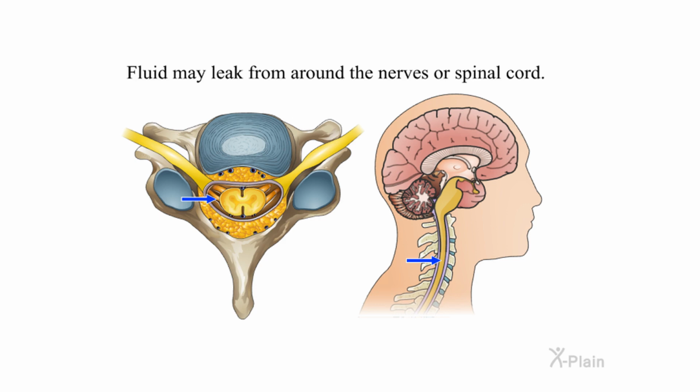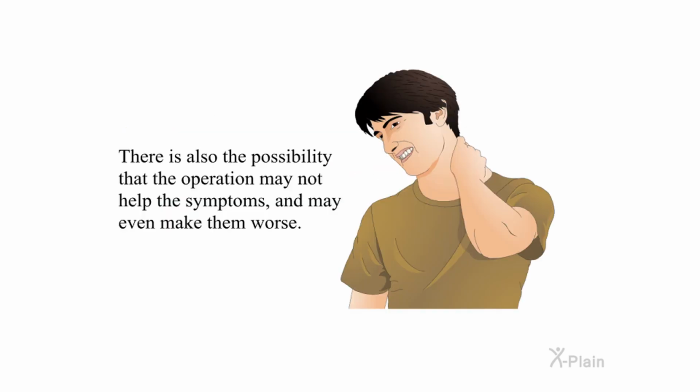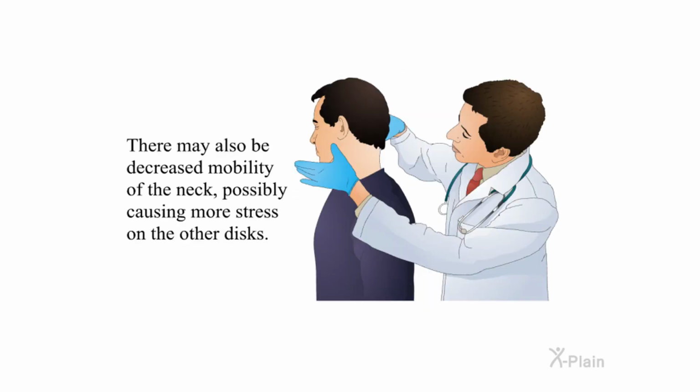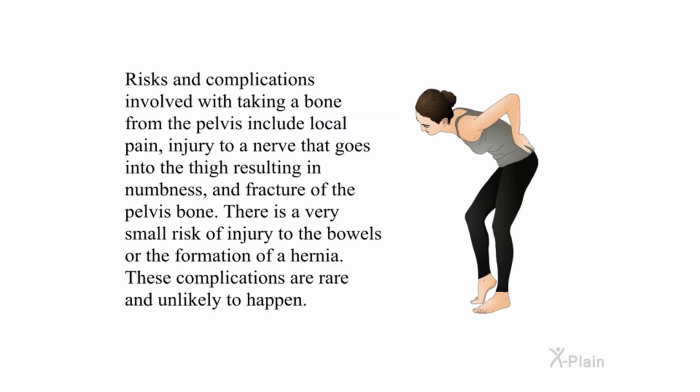Fluid may leak from around the nerves or spinal cord. There is also the possibility that the operation may not help the symptoms and may even make them worse. There may also be decreased mobility of the neck, possibly causing more stress on the other discs. Risks and complications involved with taking a bone from the pelvis include local pain, injury to a nerve that goes into the thigh resulting in numbness, and fracture of the pelvis bone. There is a very small risk of injury to the bowels or the formation of a hernia. These complications are rare and unlikely to happen.